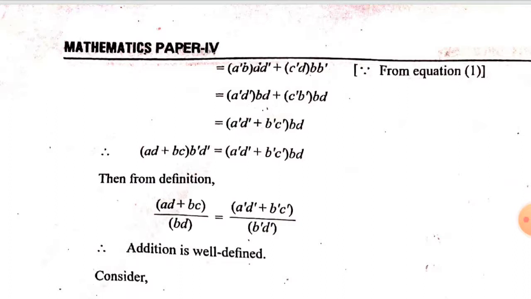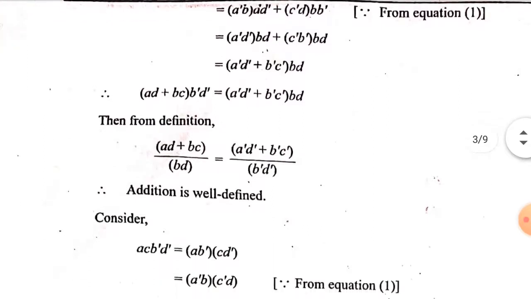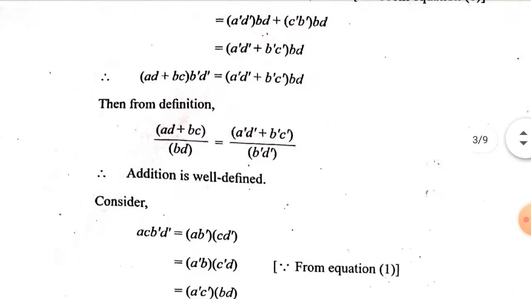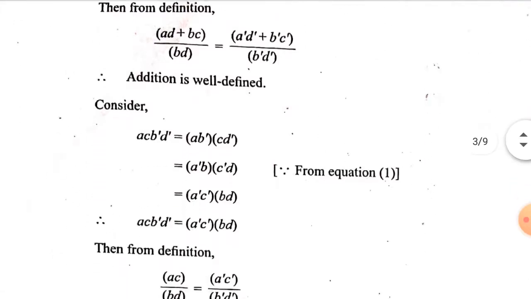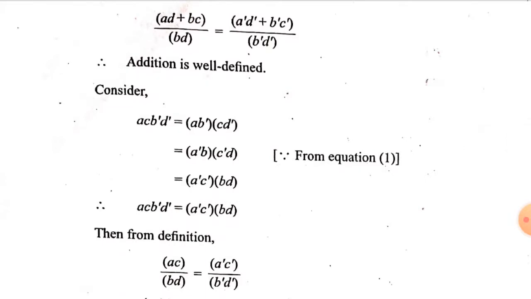Now in both the terms bd is common, take it outside. Now send the right side bd to the left side, and b'd' to the right side. Now you see here the condition of addition is satisfied. We can say addition is well defined. The same way we have to prove it for the multiplication.